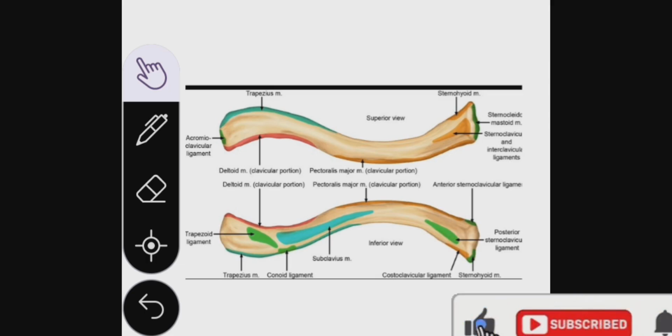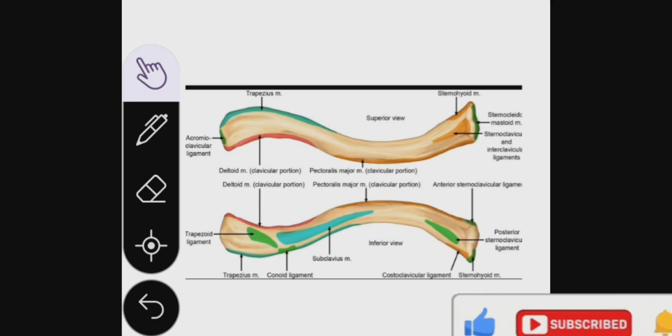And today we'll be talking about the bones of the upper limb, the anatomy of the bones in the upper limb. And right on the screen, we have the clavicle. The clavicle is a modified long bone that connects the trunk and the upper limb. It is the link between the appendicular skeleton and the axial skeleton.